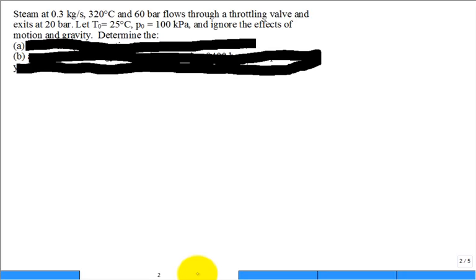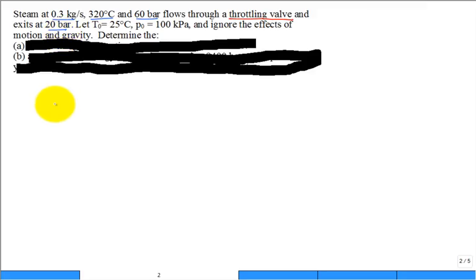Let's solve this problem. So we have steam at a given flow rate of 0.3 kilograms per second, given temperature and pressure, flows through, right away, a throttling valve, throttling device. You should know that. You say, aha, I've analyzed these before. I know what's going on. I had them in Thermo 1. I see them again in Thermo 2. And it exits at a given pressure. So we're given a flow rate, inlet temperature, inlet pressure, exit pressure.